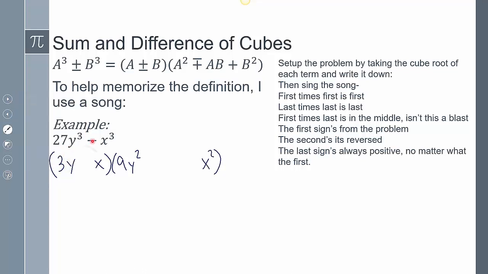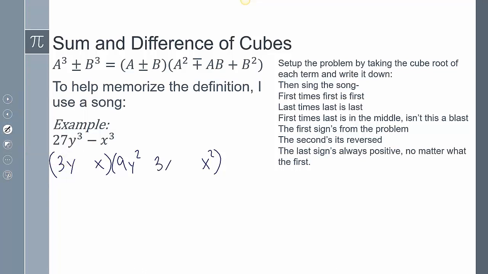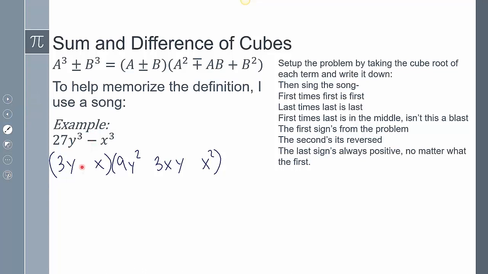And then first times last is in the middle. Isn't this a blast? The first sign's from the problem. The second, it's reversed. The last sign's always positive no matter what the first.